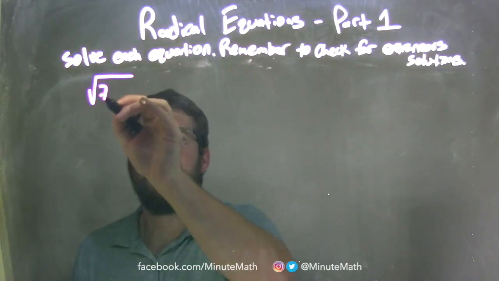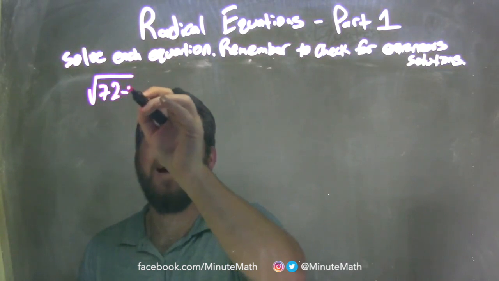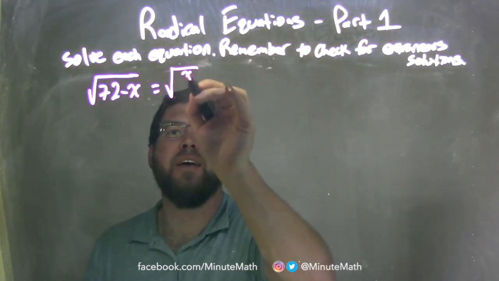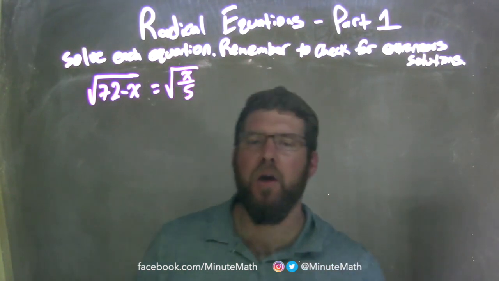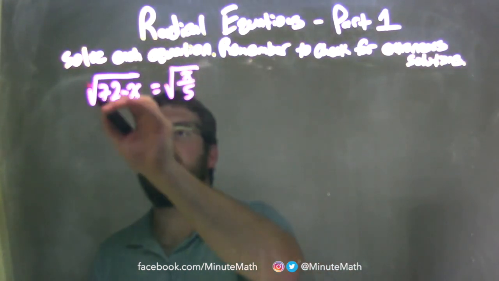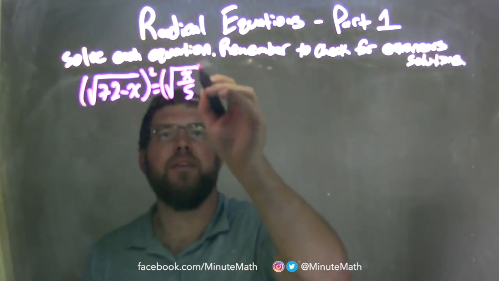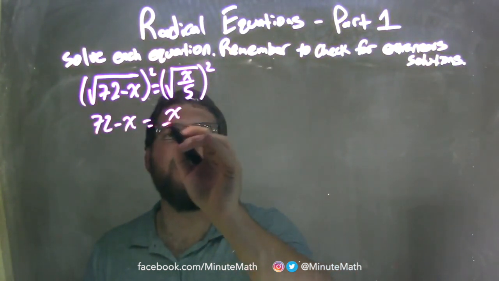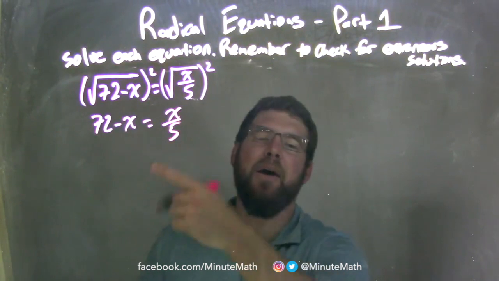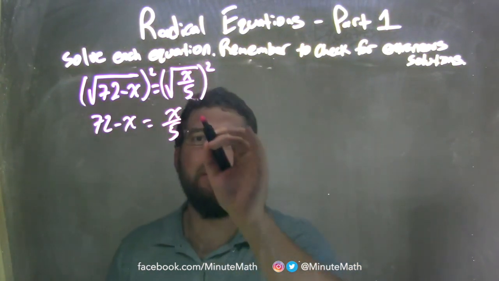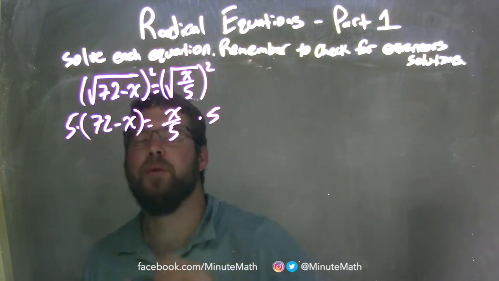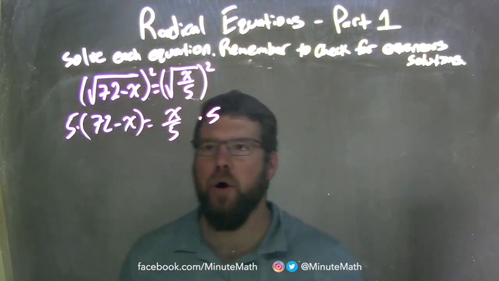Square root of 72 minus x equals square root of x over 5. Well, to eliminate the square roots from both sides, I'm squaring both sides, leaving me with 72 minus x on the left and x over 5 on the right. But now I need to get rid of that 5. So I'm going to multiply both sides by 5. Be careful with the left-hand side.